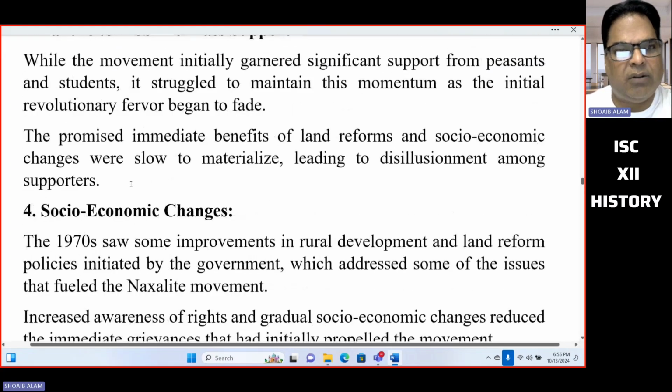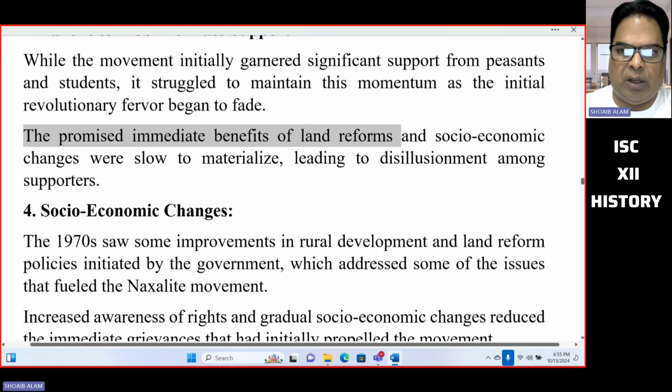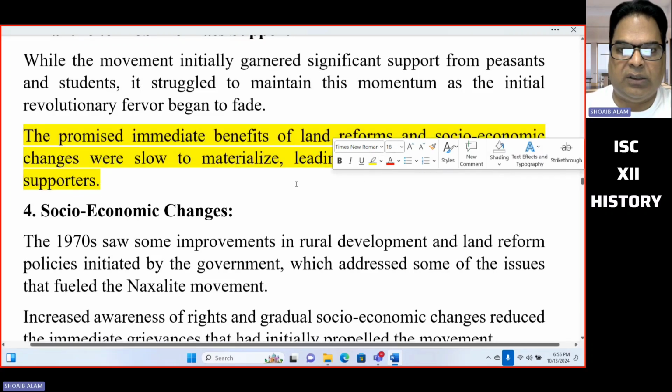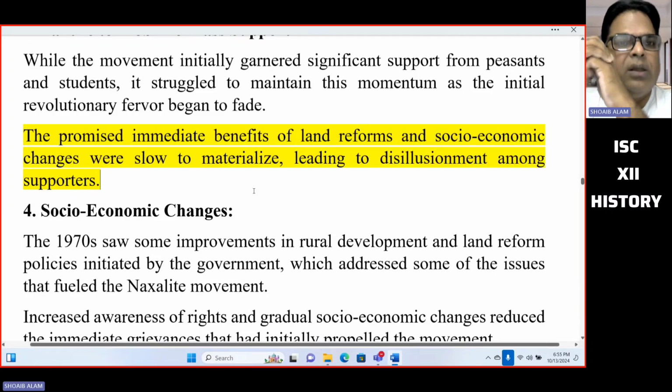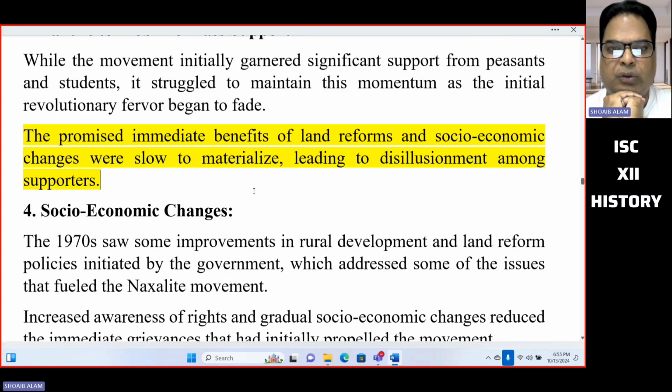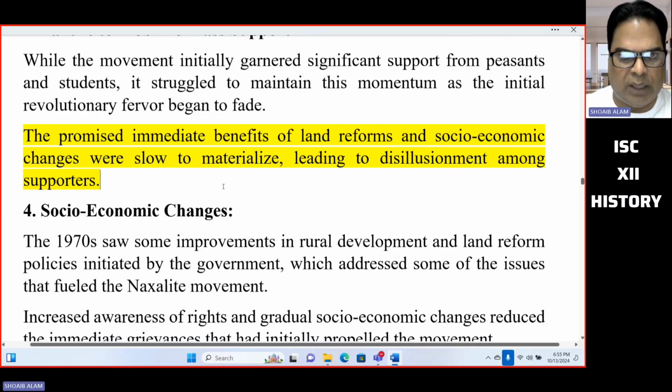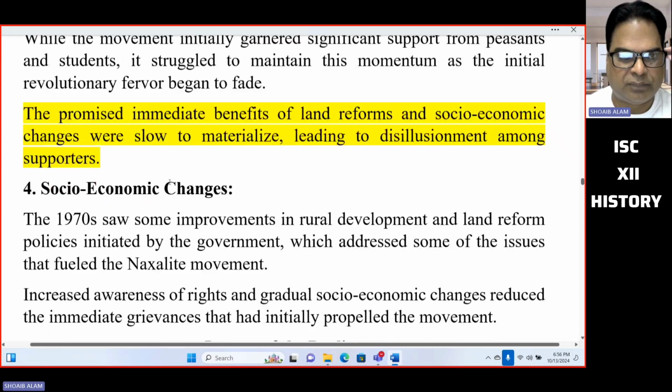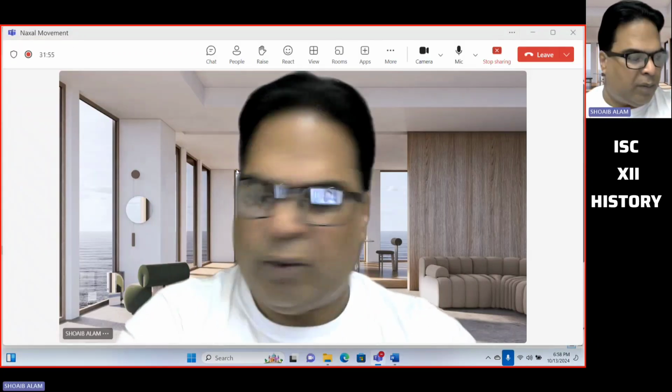And later on, the promised immediate benefits, like the government started to come up with a lot of reforms. This is the point: a lot of reforms led the people to understand that after all the government has decided to fulfill their demands, so there is no use continuing the movement. So many of them decided to give up Naxalism. Many benefits like land reform and socio-economic changes were slow to materialize, leading to disillusion among the supporters. So this is all about the Naxal movement.